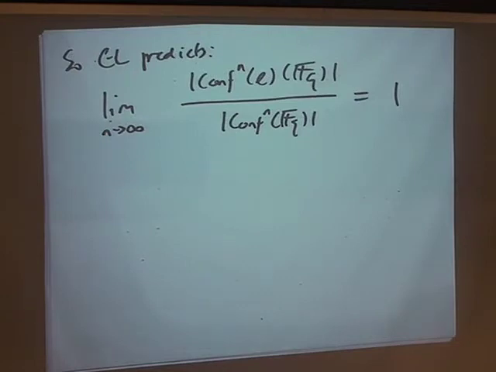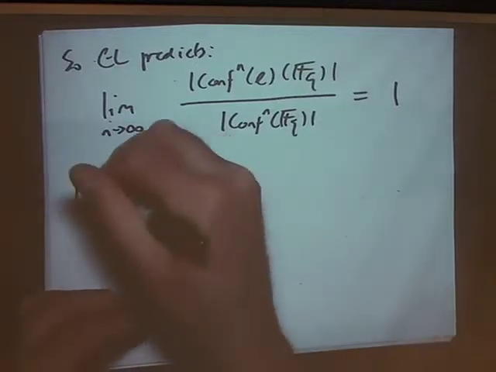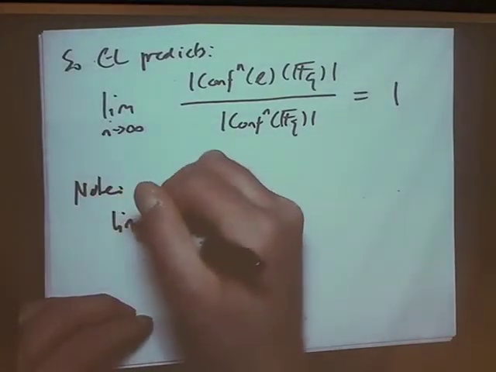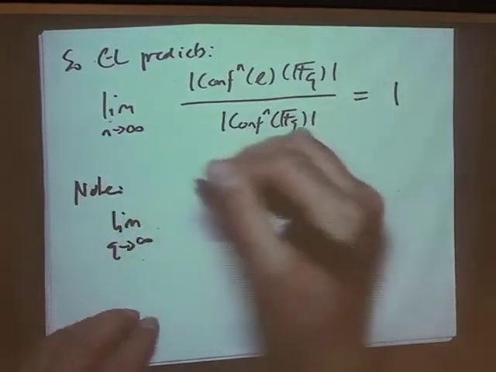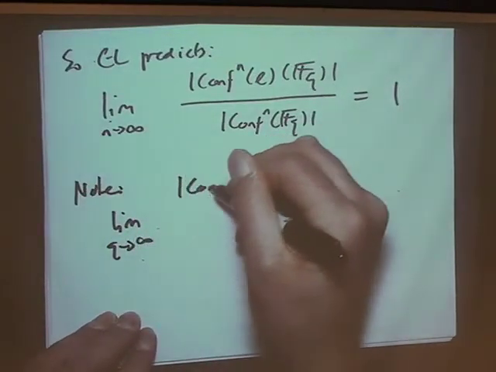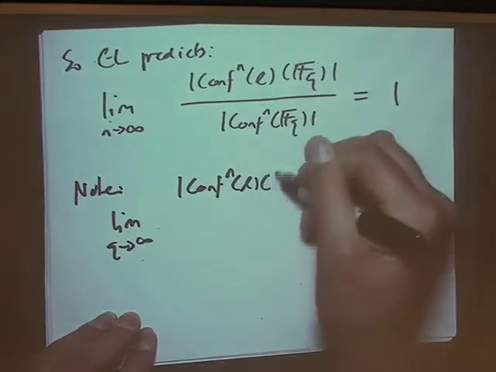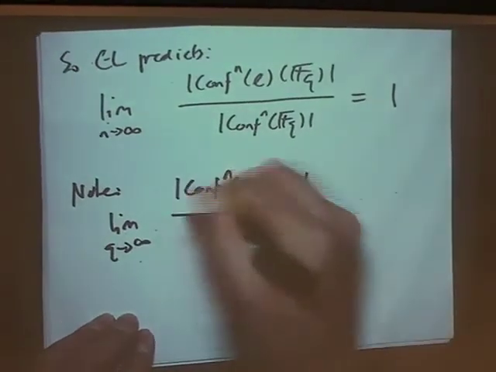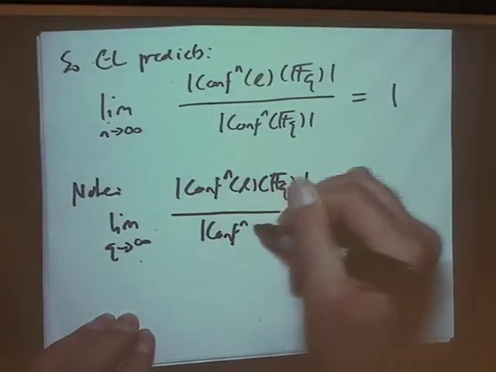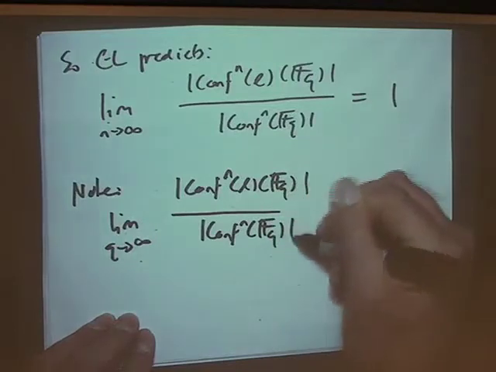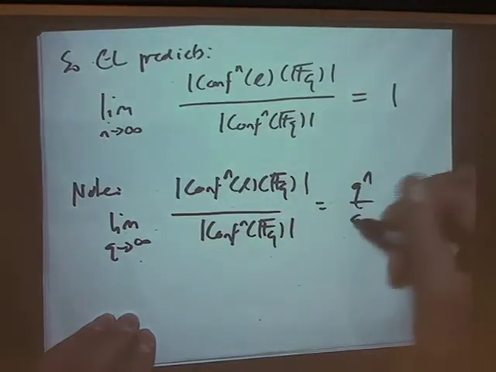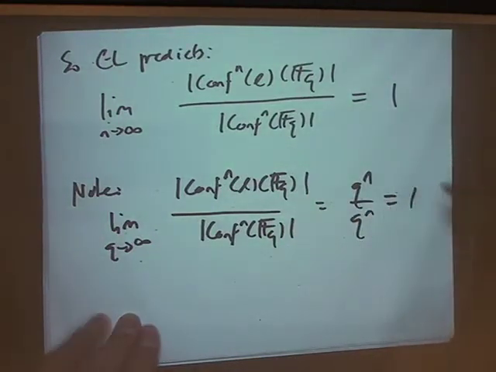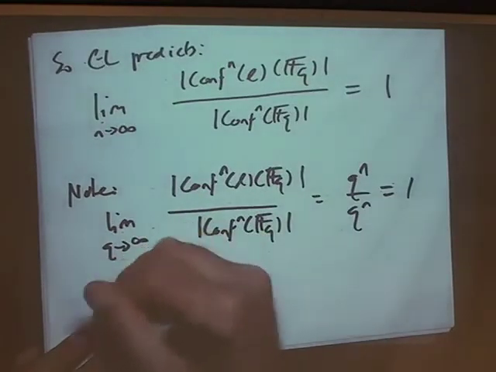But the other thing you should object to is that there's something I didn't do. So maybe I'll even write this down. So note, the limit as Q goes to infinity of this same quantity is Q to the n over Q to the n, equals 1. But then I've got to do a big if.